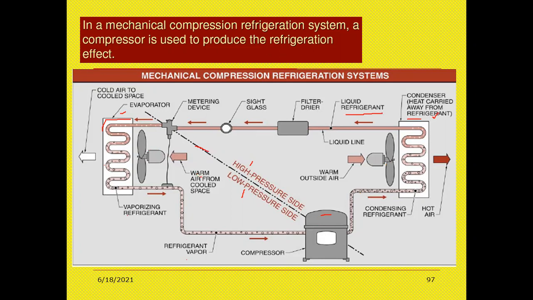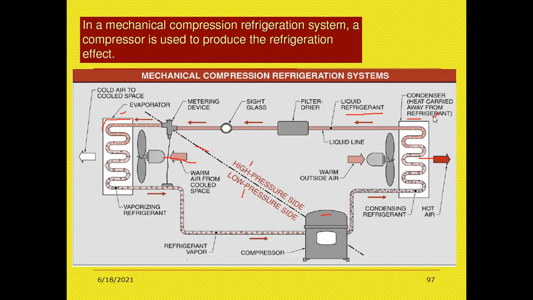Now see here, the warm air from the cool space, no warm air is going in this direction, right? The warm outside air, whatever is present outside of the room, the hot air is going out, and here the cool air is going in. So here the hot air, the condenser, what does it do?